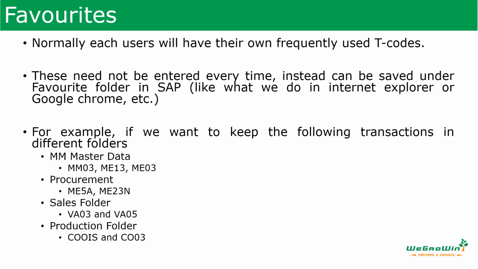For example, MM master data: display material master MM03, display info record ME13, display source list, those kinds of things can be saved in MM master data. Then procurement transactions, sales order, for those things we can create a folder. Under the folder we can save the transactions. Also many companies are creating a lot of customized transactions, Z1 2 3 4 like that. Remembering and typing those transactions is difficult. So those things can be created as a folder and saved here so that you can access them immediately, right? So how to create the favorites and how to keep the folders, let us see.